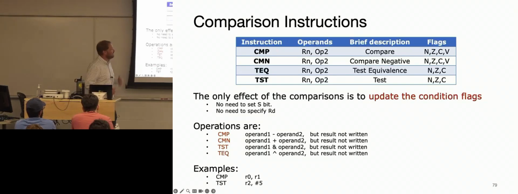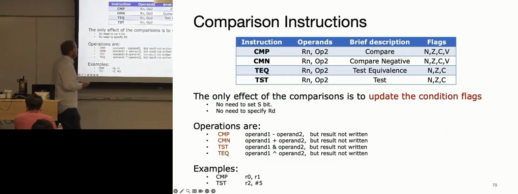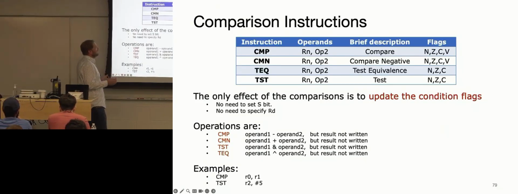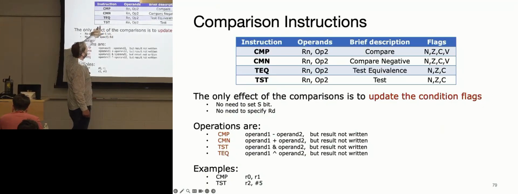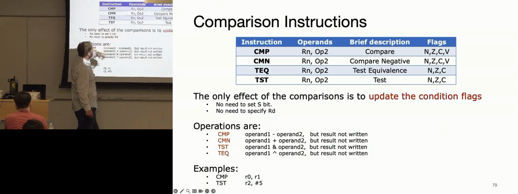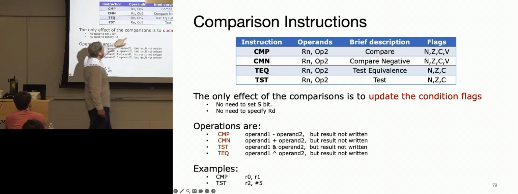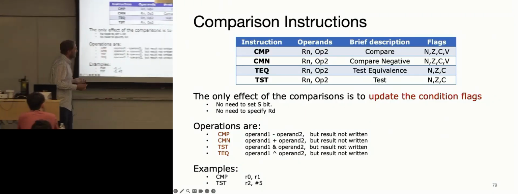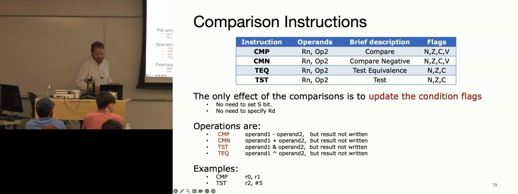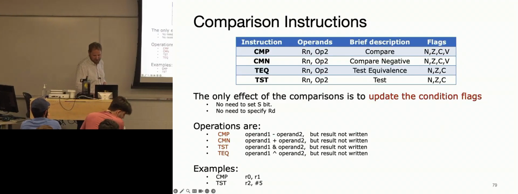There's also, if you want to purposefully set those ALU flags, where you don't have an operation, you can say, I want to compare. There are specific instructions for that. You get compare, compare negative, test equivalents, and then test, where you test two values to figure out if your ALU flag should be set.